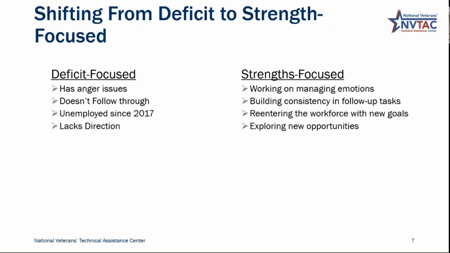Now, shifting focus. All of this comes with shifting your focus. When we talk about strength-based language, it's really about shifting your focus. The first list is a deficit focus: has anger issues, does not follow through, unemployed since 2017, lacks direction. All of that is deficit focus. It does not speak to opportunities. It does not highlight that we can still work with this person. All of this deficit-focused language just says, I don't want to work with this person, or this person is not employable. But if you shift over to a strength-based focus, it's the same messaging, but just different.